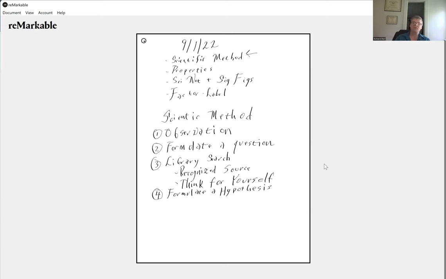A lot of people confuse hypothesis with theory, which is kind of sad. A hypothesis is just an educated guess. How do you get educated? From the library search. Now that you've done a library search on chocolate-covered bacon, how many people like it?